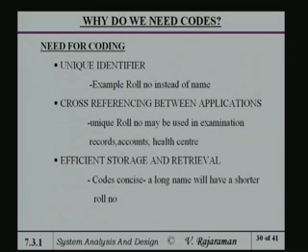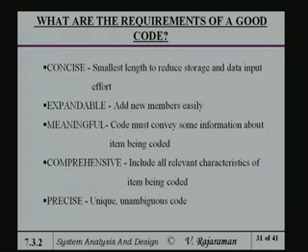Okay, unique identification, cross referencing, and efficient storage. Why and how do we do it, and what are the requirements of a good code, and then how do we do it? That's the way we go. Why, what, and how.